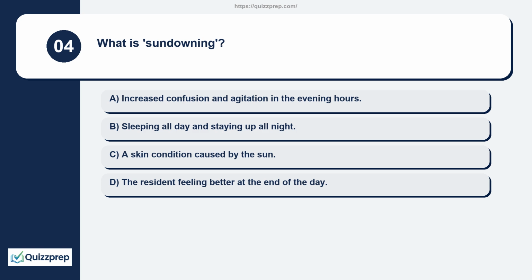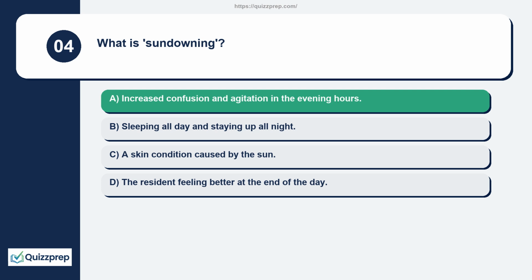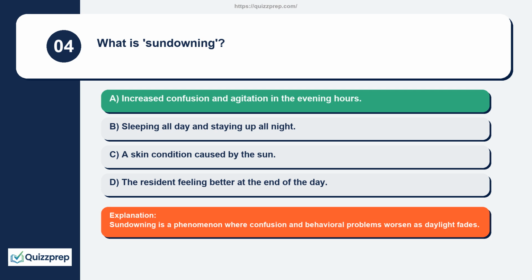Question 4. What is sundowning? Increased confusion and agitation in the evening hours, sleeping all day and staying up all night, a skin condition caused by the sun, the resident feeling better at the end of the day. Sundowning is a phenomenon where confusion and behavioral problems worsen as daylight fades.